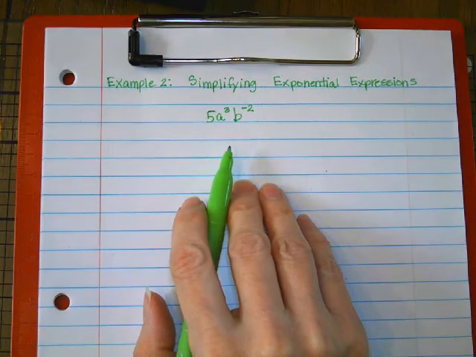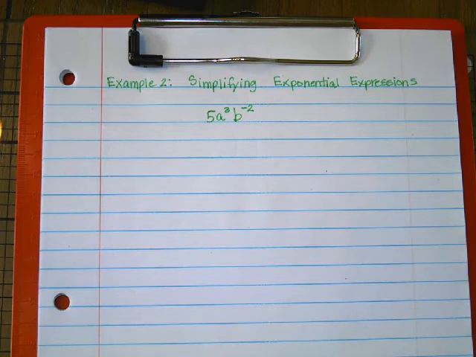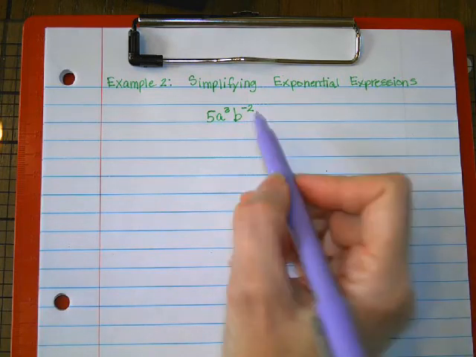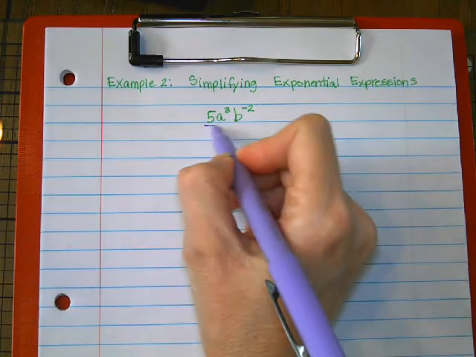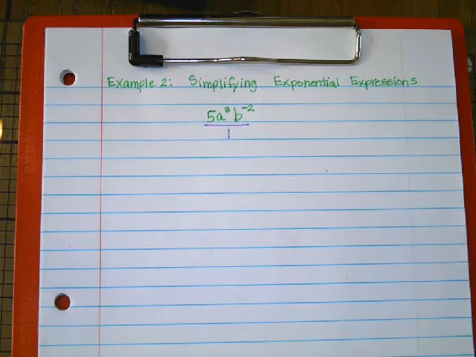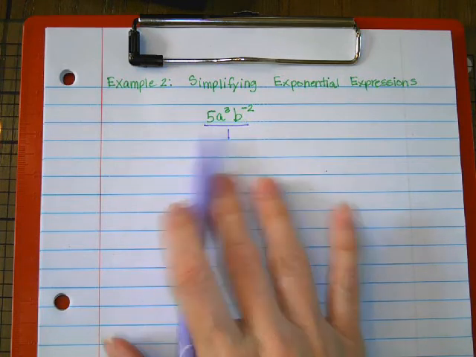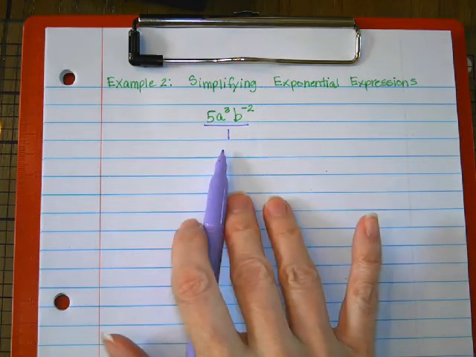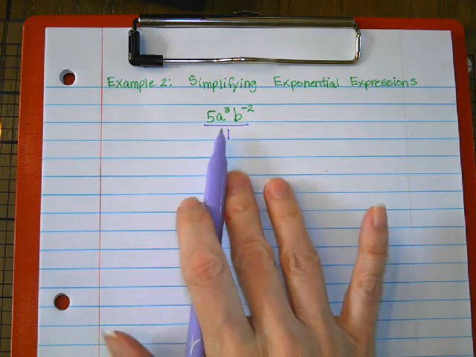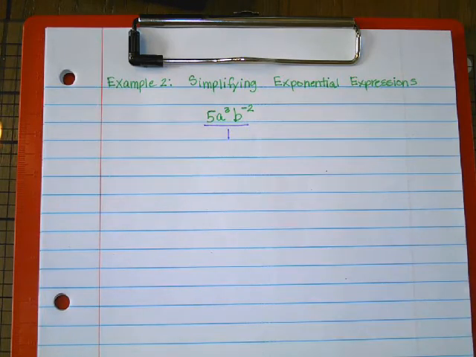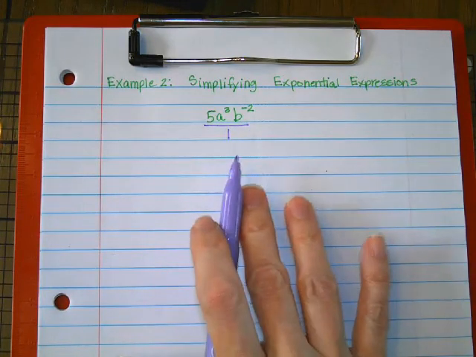So we're going to look at our exponential expression, and we're going to break it apart. First of all, we're going to take this whole entire expression and put it over 1. We can take any value, number or variable, and put it over 1, and we've not changed the value. Because if I take 5a cubed, b to the negative 2, and divide it by 1, I stay with 5a cubed b to the negative 2. So I didn't change the value by putting it over a 1.